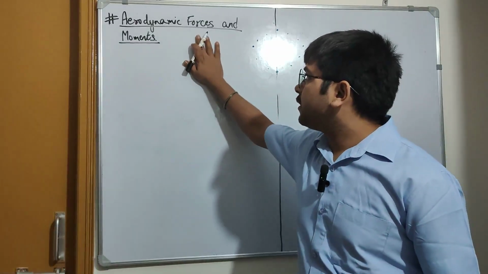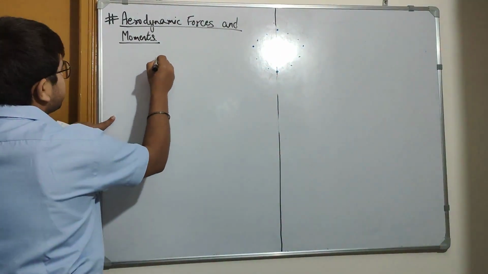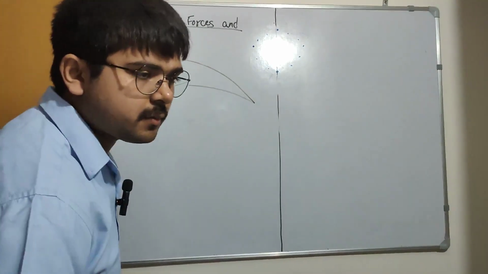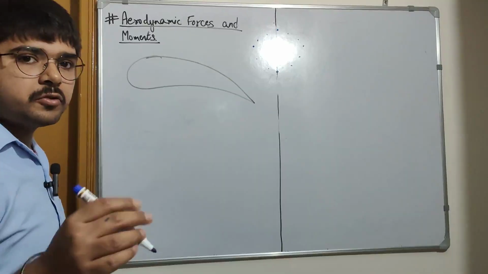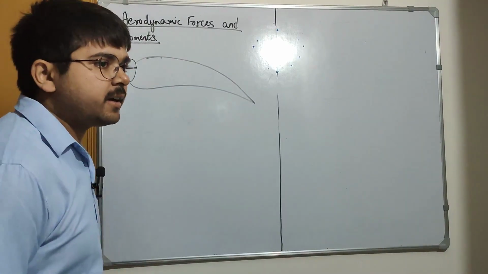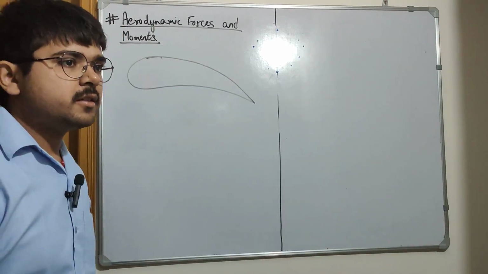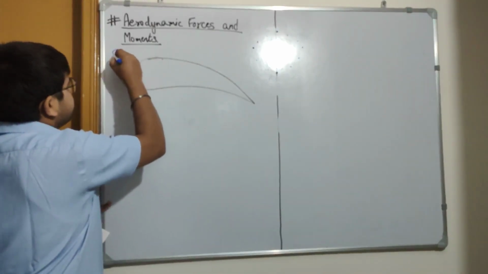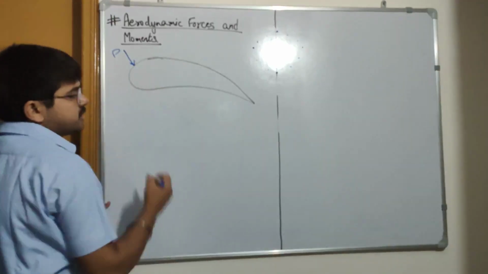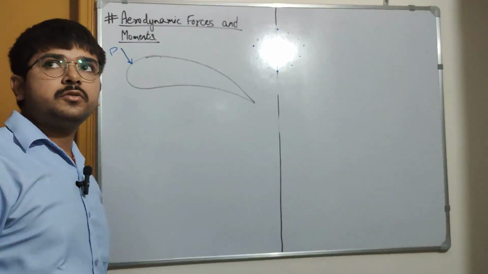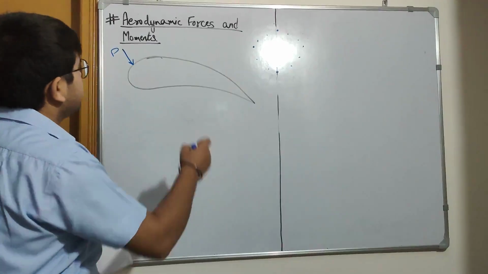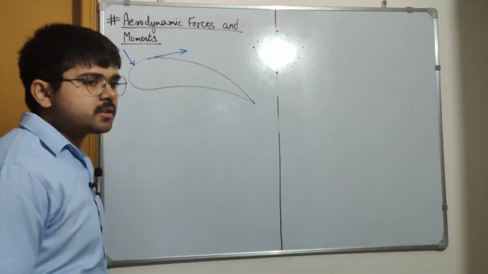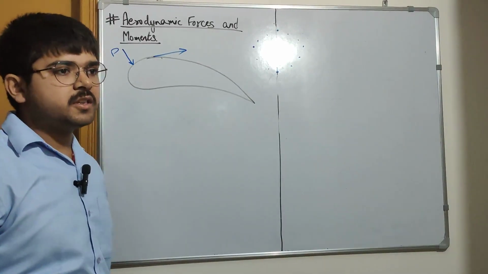So we know that if there is an airfoil here, then there are two forces that are acting on it. That is pressure and shear stress. So one is the pressure and one is the shear stress. Shear stress is tangential to the airfoil. That is the shear stress.